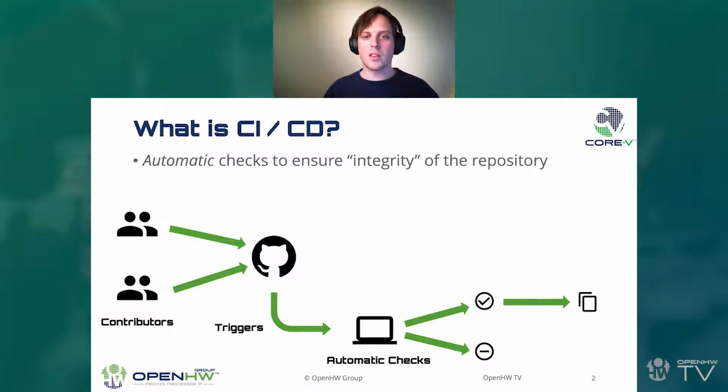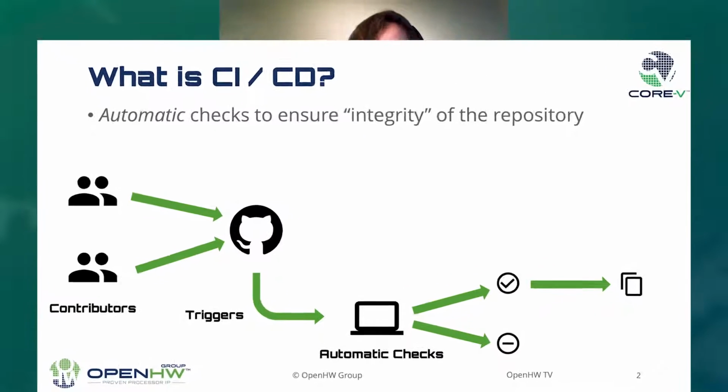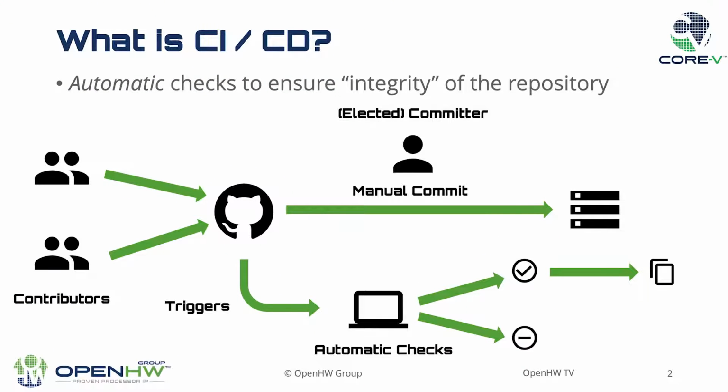In case of a pass, there is also the option that this produces so-called artifacts. That would be, in our case, bit streams of FPGA tools or any other artifacts like binaries. And then in the last step, an elected committer, who is elected by a standardized Eclipse-based process, goes and sees, okay, this test failed, this test passed, and can communicate what needs to be changed.